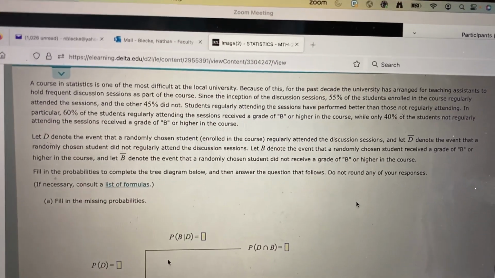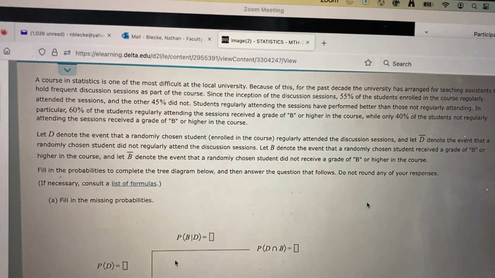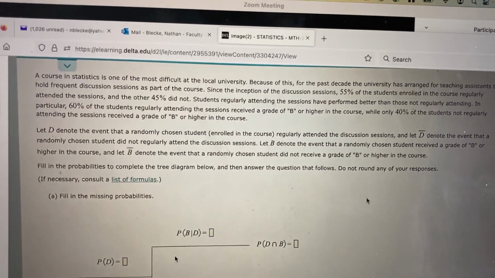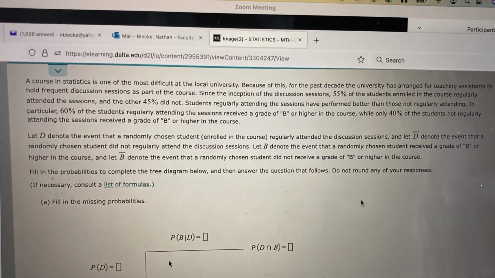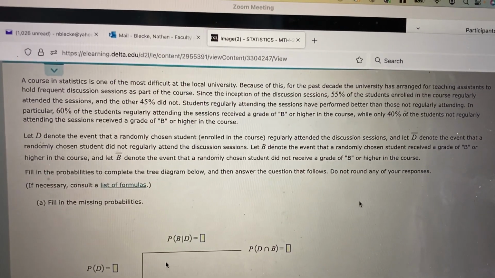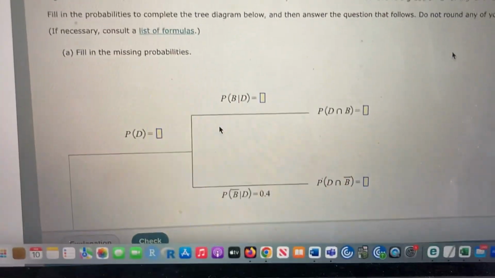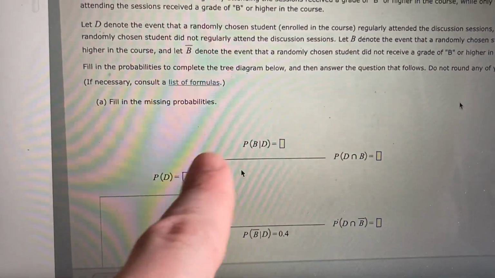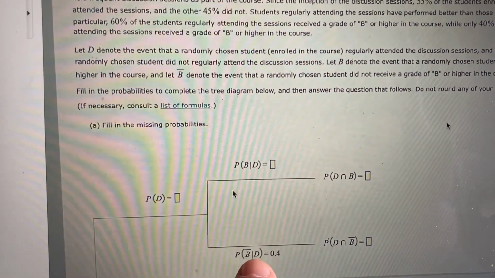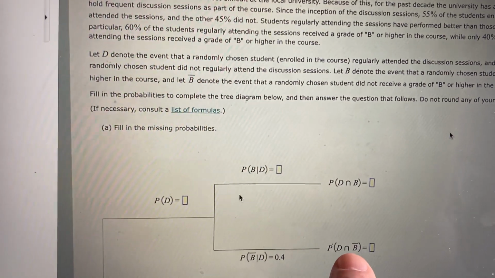and D bar. Now, this notation that's used here, in some of my videos I've used D with a high C for D complement, or D with a little prime, and I'll show you that in a second. It is the event that a randomly chosen student did not regularly attend the discussion sessions. Let B denote the event that a randomly chosen student received a grade of B or higher, and B complement denote the event that the randomly chosen student did not receive a grade of B or higher. We are expected to figure out the probability of D, B given D, not B given D, and then finally the probability of D and B, and the probability of D and B complement.